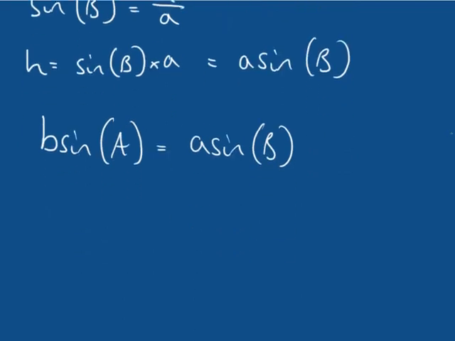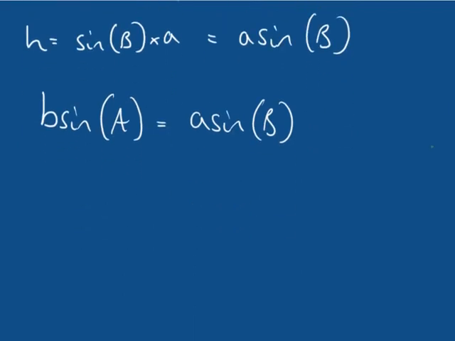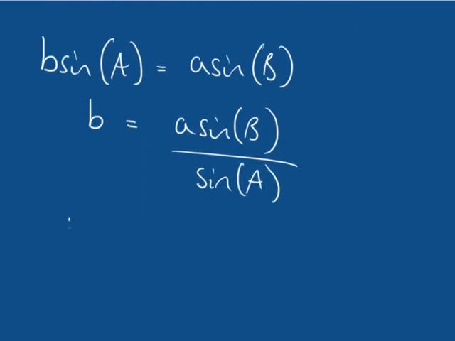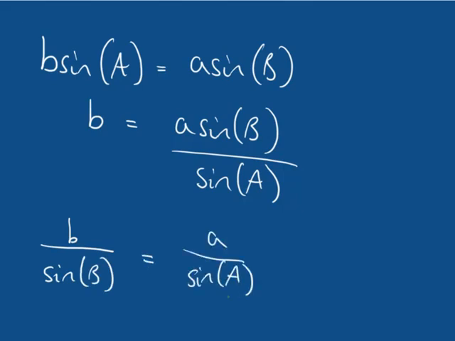If we divide both sides by, I don't know, let's pick on sine of A to begin with, that means that B is equal to A sine B over sine of A. And then if we divide both sides by the sine of B, we get B over sine of B is equal to A over sine of A. Fantastic. So we're already getting a useful relationship building between edges and angles in an arbitrary triangle.